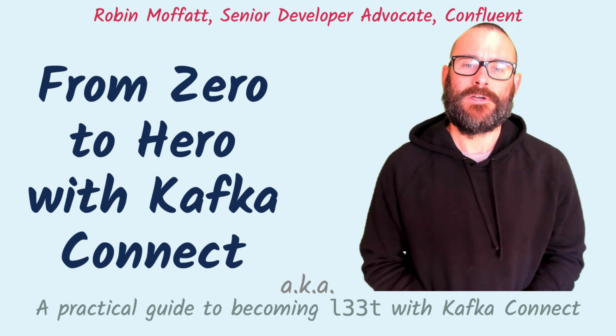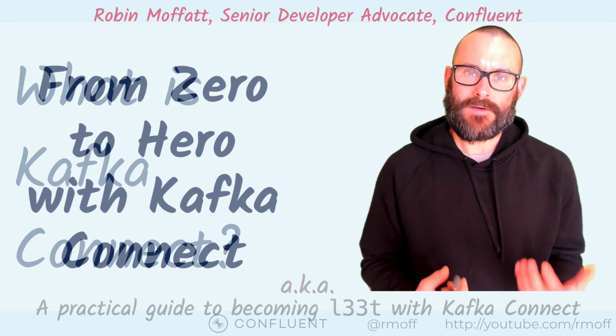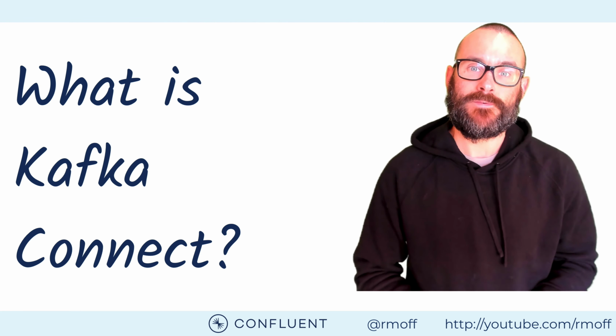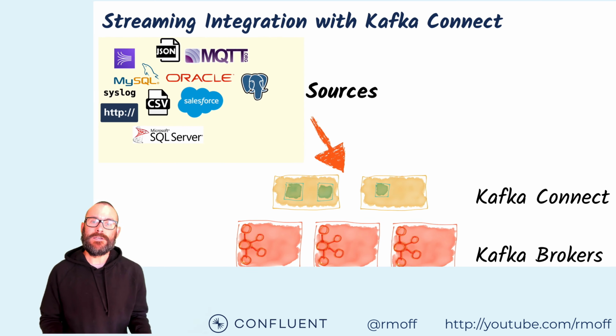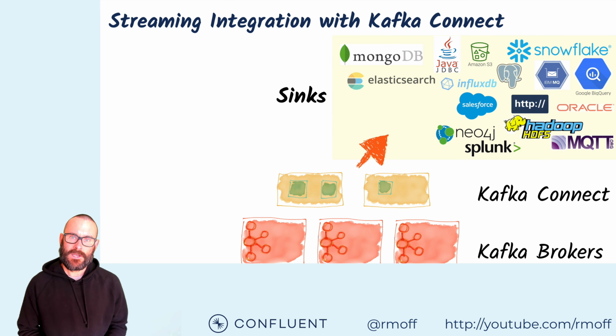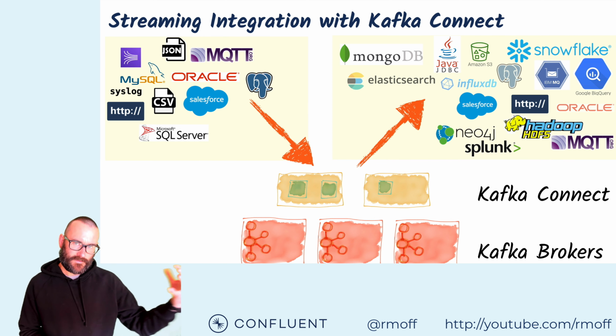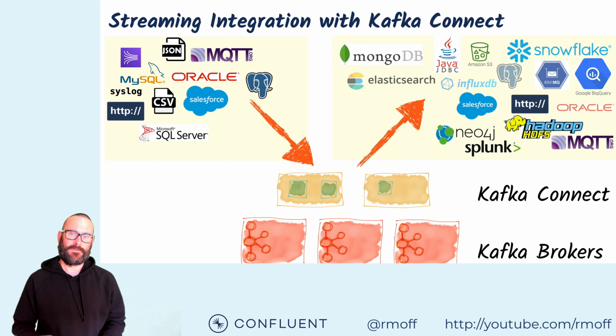I'm a developer advocate at Confluent, and this is From Zero to Hero with Kafka Connect. Kafka Connect itself is part of Apache Kafka. It's the integration API for Apache Kafka, and it lets you build streaming integrations from systems upstream into Kafka topics, and from Kafka topics to systems downstream. So it means you can integrate all of these systems with their data flowing into Kafka and out of Kafka.